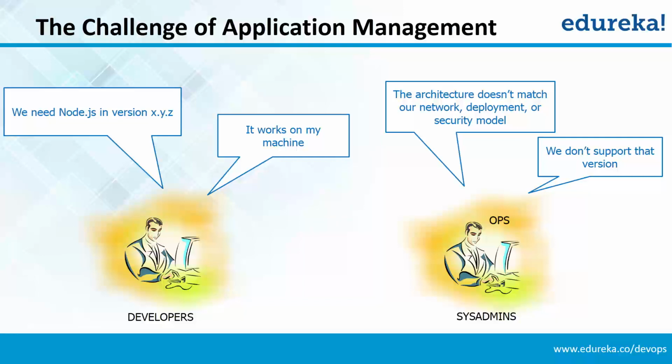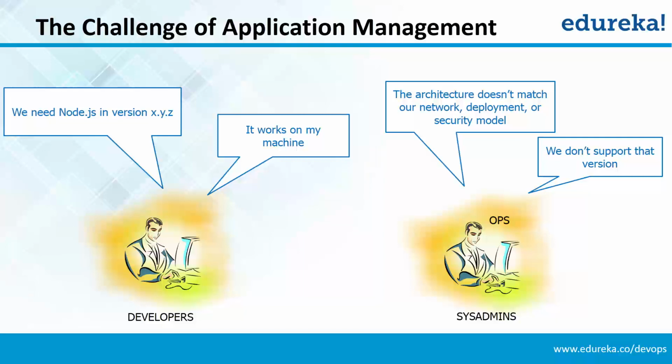Now, when this is happening, it has other consequences. Assuming that they managed to arrive at a consensus, on the other hand, the developer comes back and says, look, I need XYZ of so-and-so version, and assuming that the SysOps simply comes back and says, you know what, we are not going to support that version.